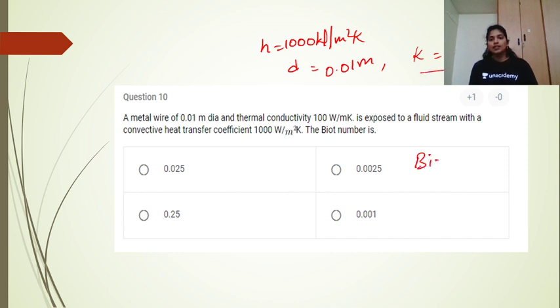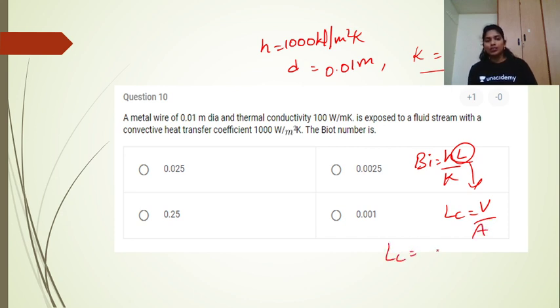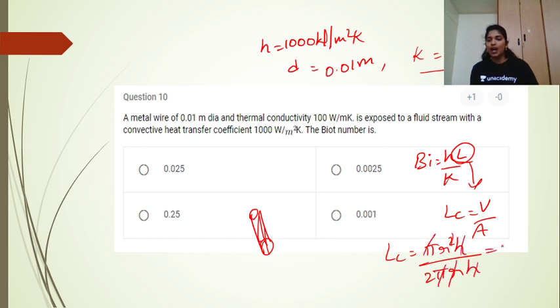So the Biot number is nothing but hL by k, right? And this L is the characteristic length, which means volume by area. It is a cylinder, so we can compare this with a cylinder. The volume of the cylinder is pi r square h, divided by the area 2 pi r h, right? From this you get r by 2. So the characteristic length is nothing but r by 2. Calculate this value, and substitute this r by 2 value over here.